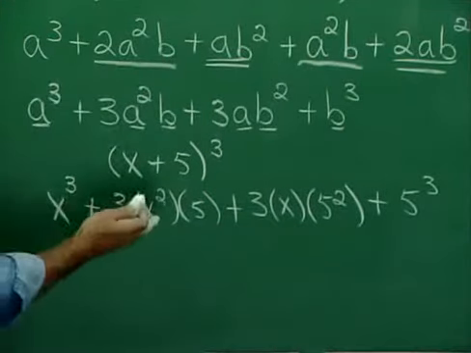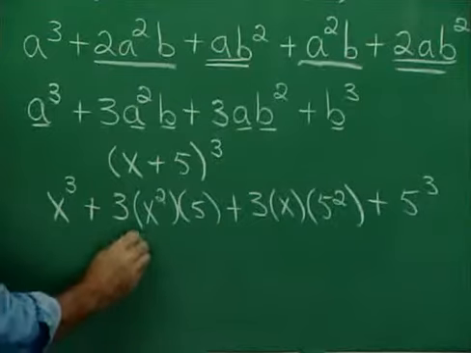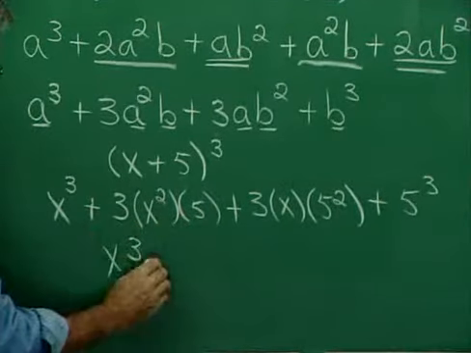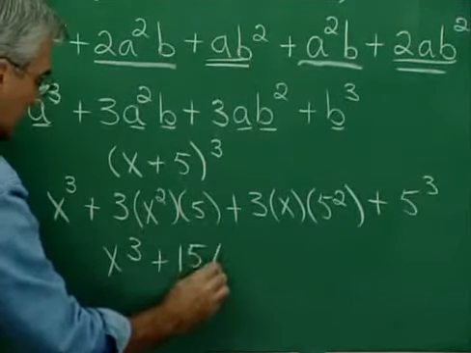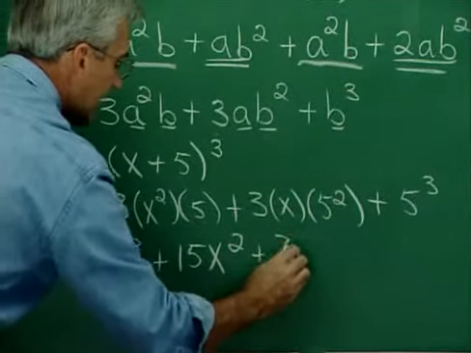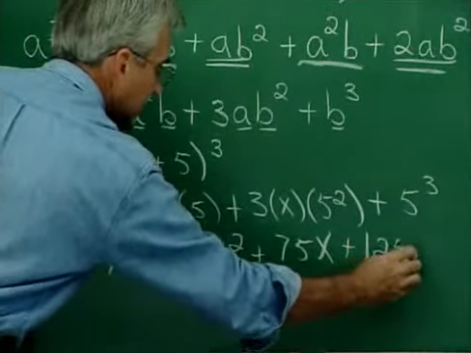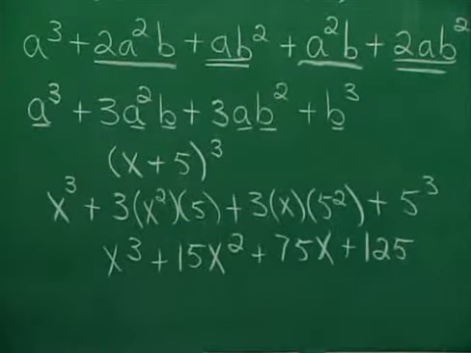So now we'll go through and evaluate just a little bit. We have x cubed. And then we have 5 times 3, that's 15x squared. And then 25 times 3, 75x. And then 125 as the final answer.